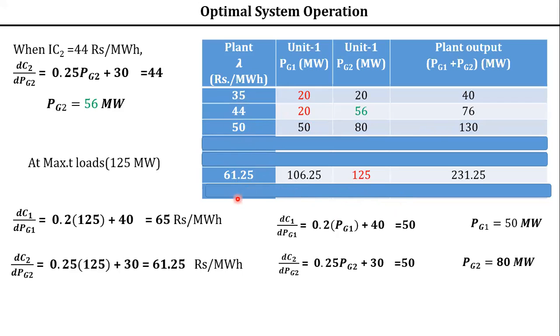But after doing this row, substitute some values of lambda in between. So I am taking lambda equal to 50. Find out the loading on unit 1 and unit 2. For unit 1, when lambda is equal to 50, substitute this in the incremental fuel cost equation. So you will get Pg1 equal to 50 megawatt.